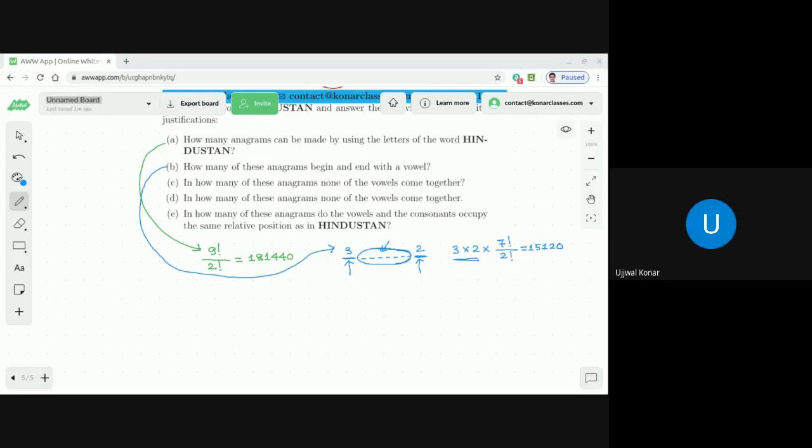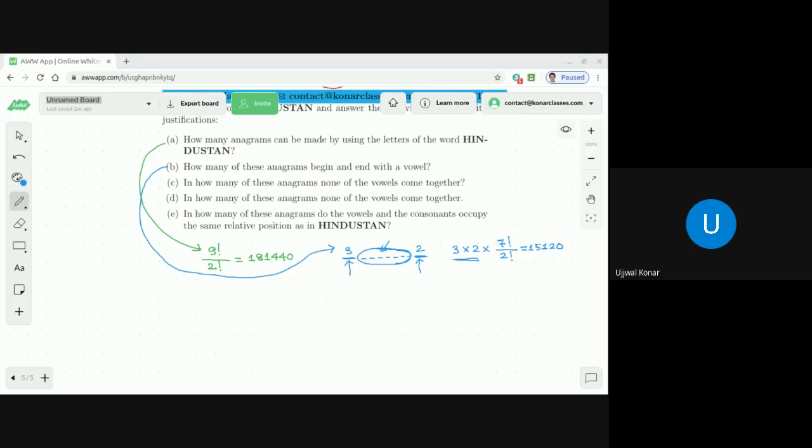You can consider the vowels. What are the vowels? I, U, and A, right? Yeah. So here the question is that in how many of these arrangements none of the vowels come together?